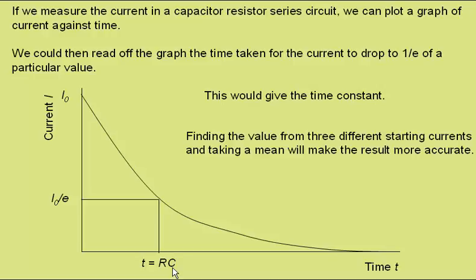Finding the value from 3 different starting currents and taking a mean will give us a more accurate result. For example, we could pick another value, which I've called I1, and this comes out at this point. Then if we find 1 over e of I1, that would come out at this point. Finding this time here would give another value for the time constant. If we did this a third time and then found the mean of our 3 values, this would give us a more accurate result.